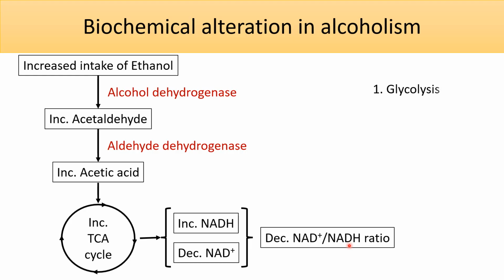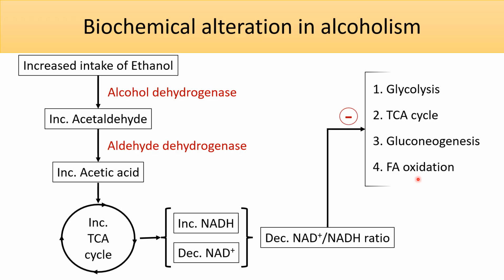So which are those pathways? Glycolysis, TCA cycle, gluconeogenesis and fatty acid oxidation. All these pathways will be inhibited when there is a decreased NAD to NADH ratio. So gluconeogenesis will be inhibited. When gluconeogenesis is inhibited, the patient will be having fasting hypoglycemia. So that's the first important clinical feature seen in chronic alcoholics. That is, the patient will be having fasting hypoglycemia.